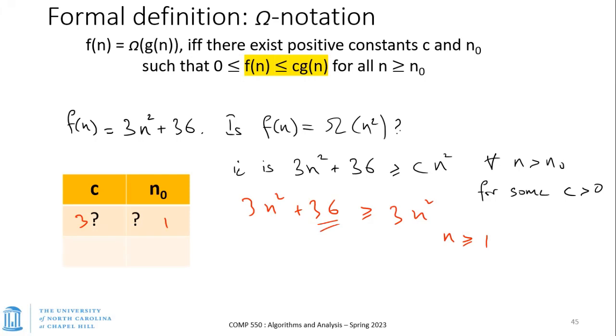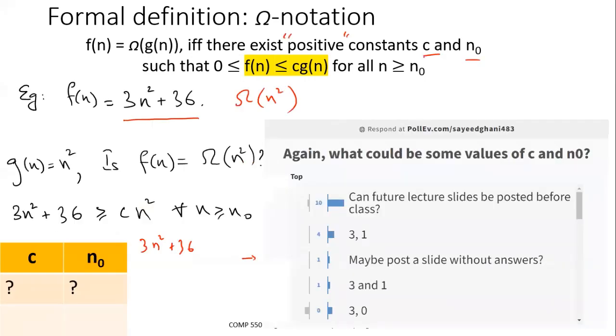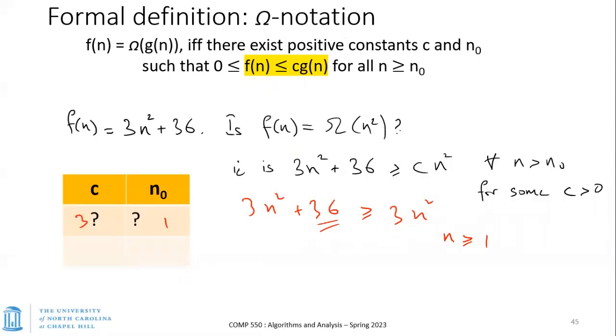What other values would satisfy that? Can you think of other values? People had other suggestions. What about smaller values of 3 or larger values of 3? Could you use c equal to 4? Could you use c equal to 2? Could we use c equal to 4, so 4n squared? Would that be true? Would a c value of 4 work?